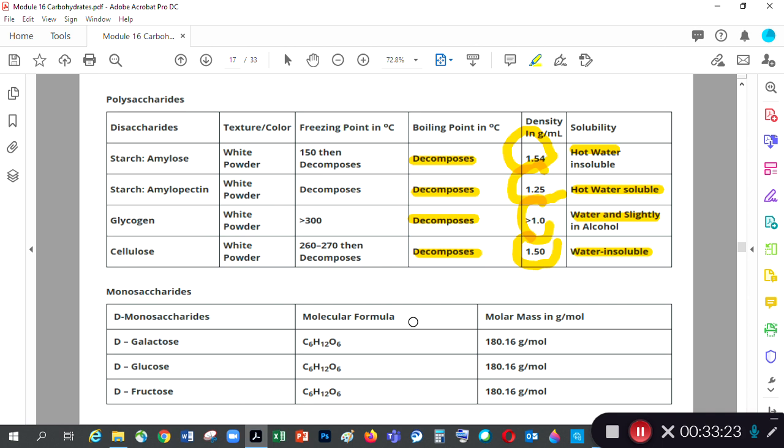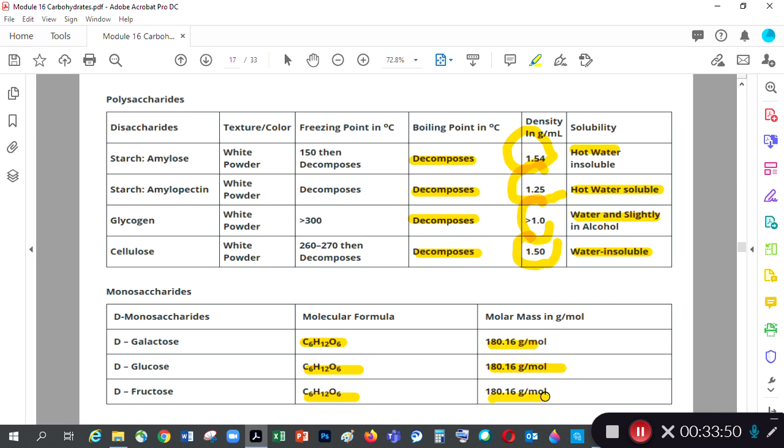Now let's look at the last thing here for this first recording of the PowerPoint presentation for the carbohydrates. We look at the molar mass. You will see it is very hard for the mono and especially disaccharides. The polysaccharides are a different story. For the monosaccharides and disaccharides, you will see the molecular formula is identical. See here, identical. And the molar mass identical.